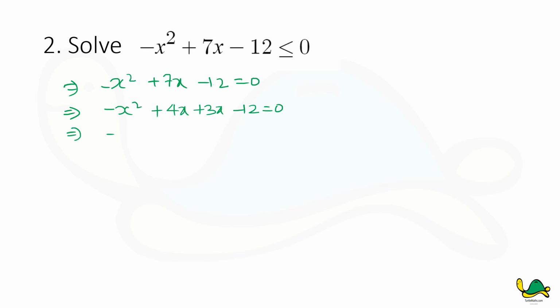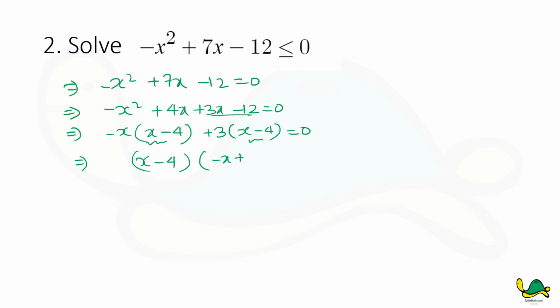Now I can take x out and create a parenthesis. So negative x out, so I will have x followed by negative 4, and from here I can take 3 because 3 can divide both of these two terms. So I will have x and then minus 4 equal to 0. I got x minus 4, x minus 4. It means I can rewrite it as x minus 4 times negative x plus 3 is equal to 0.